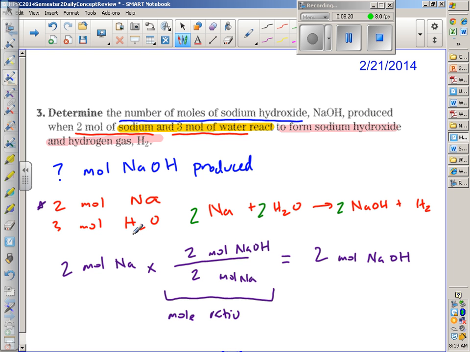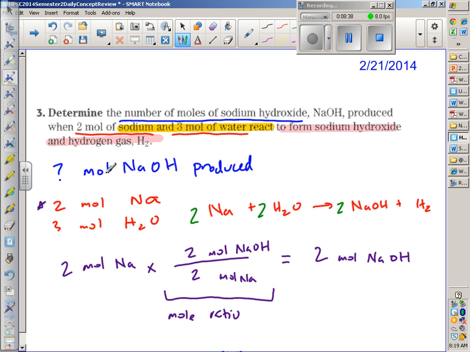Since you didn't figure out the mole ratio for water, wouldn't that not be the answer of putting 2 moles of sodium in 3 moles of water? That's what we're good at. Okay. All right. So let's discuss.